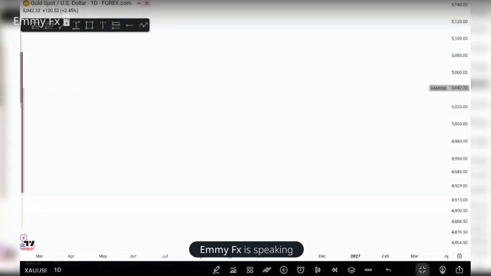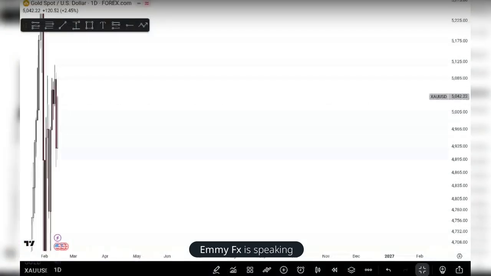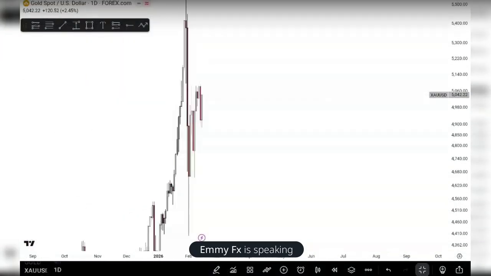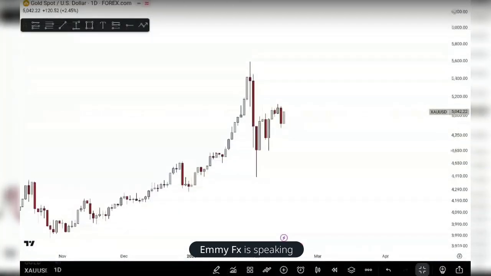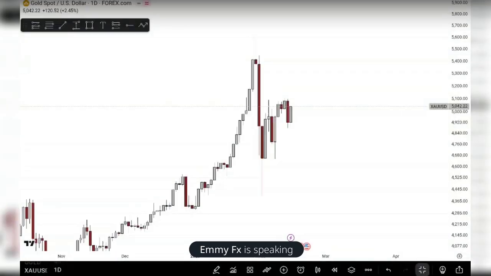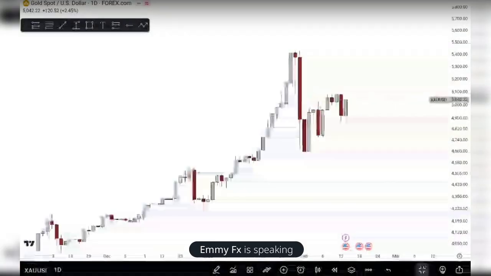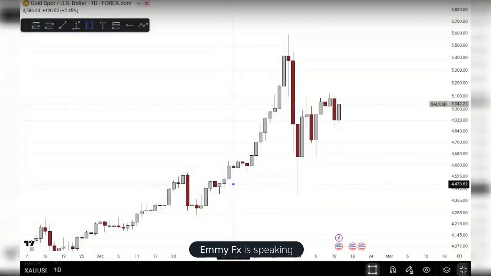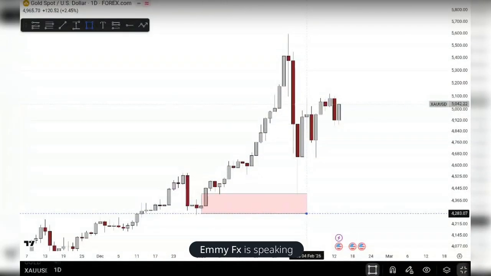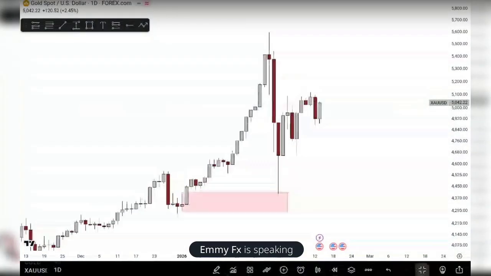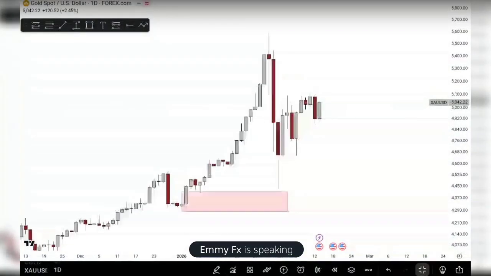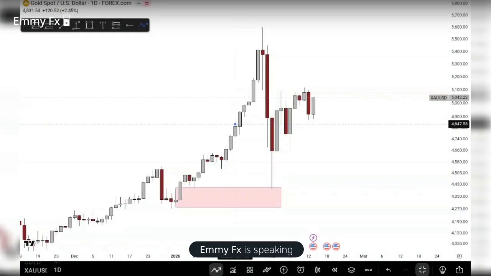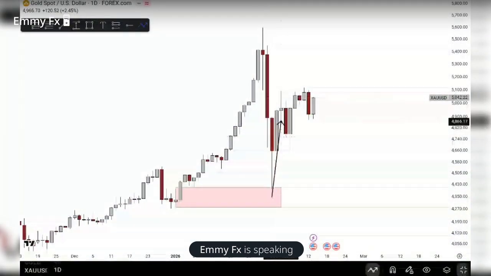This is the higher time frame, which is the 1 day time frame, which is the time frame I use to analyze any of my trades. As you can see, price is tapping from this order block, which is here, and this shows a straight move to the upside.